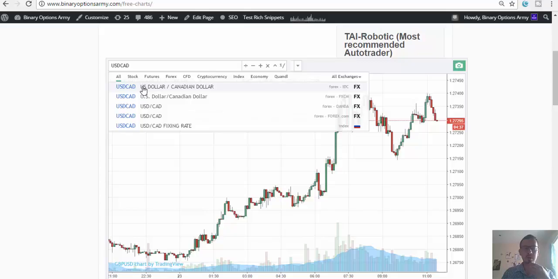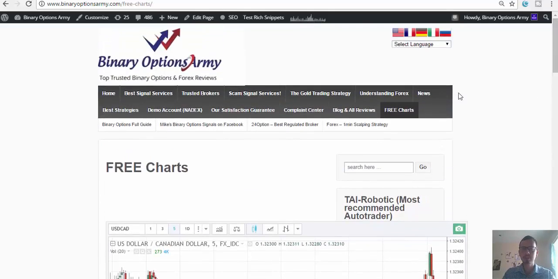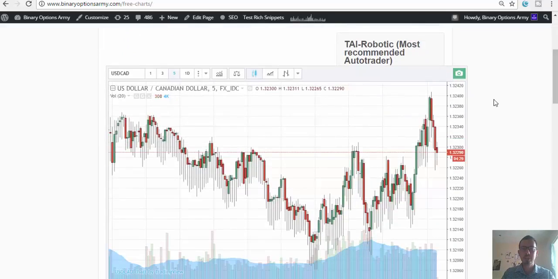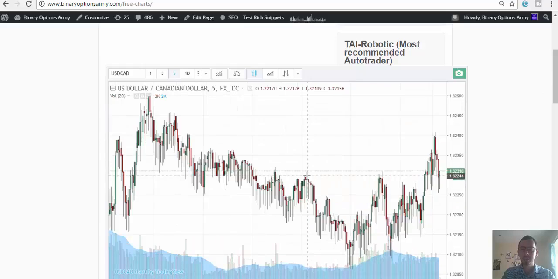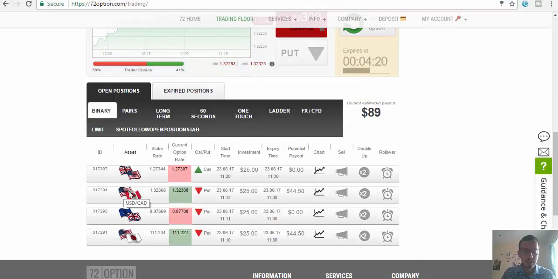These are the charts you can use on my website, guys. When you go to binaryoptionsarmy.com, this is my website, go to free charts and you can use my free charts powered by TradingView. Let's take a look at where the trade was placed on the broker, USD CAD.